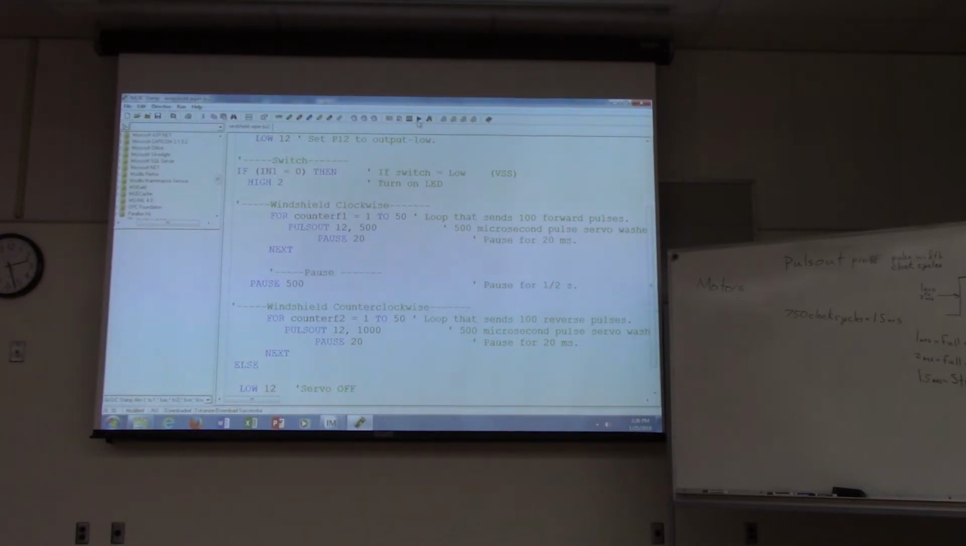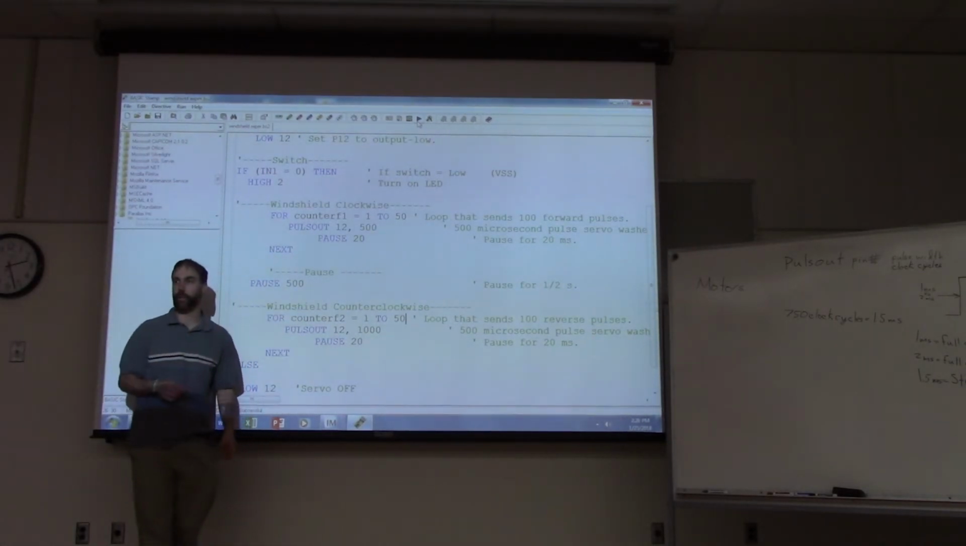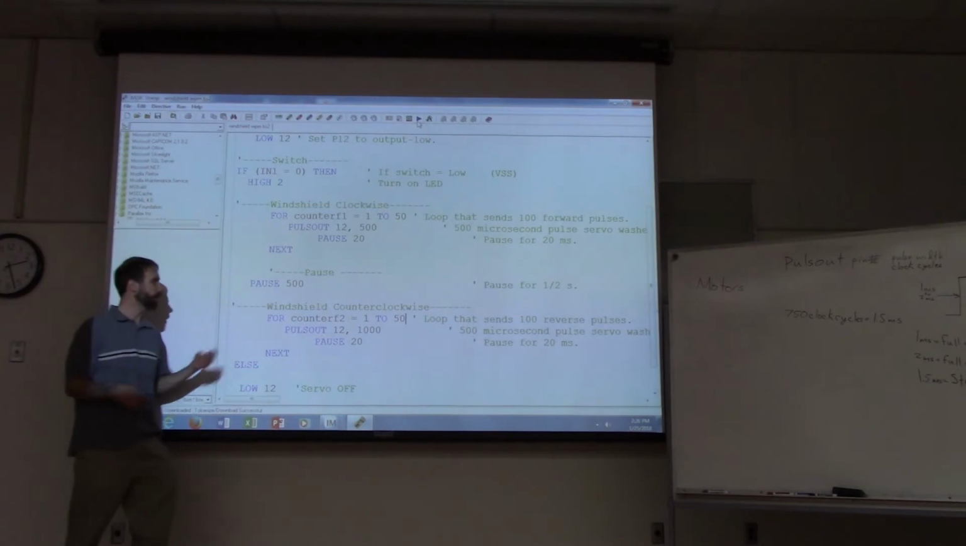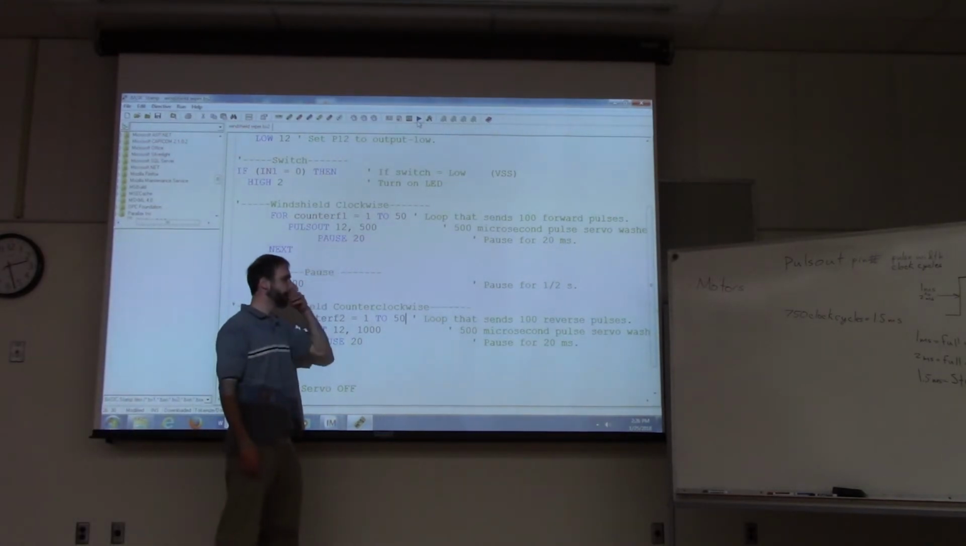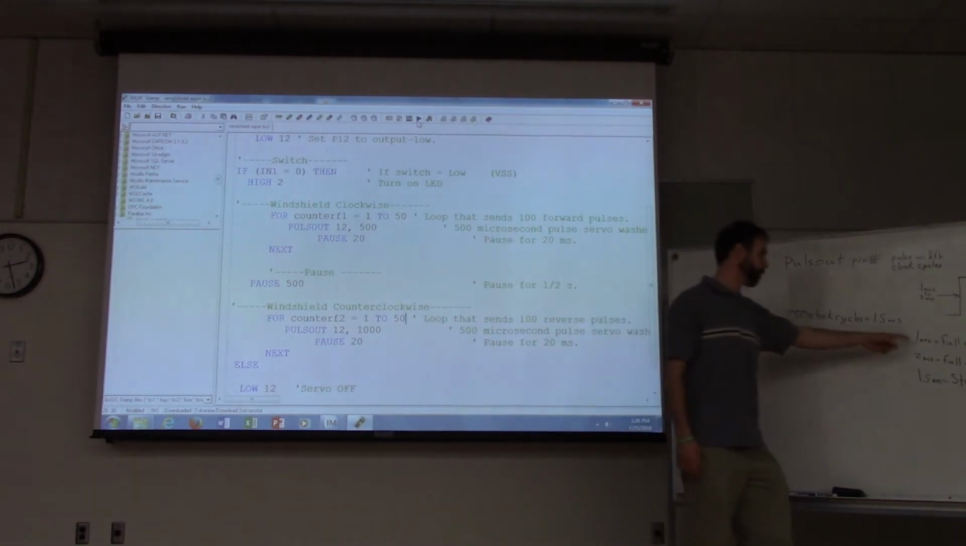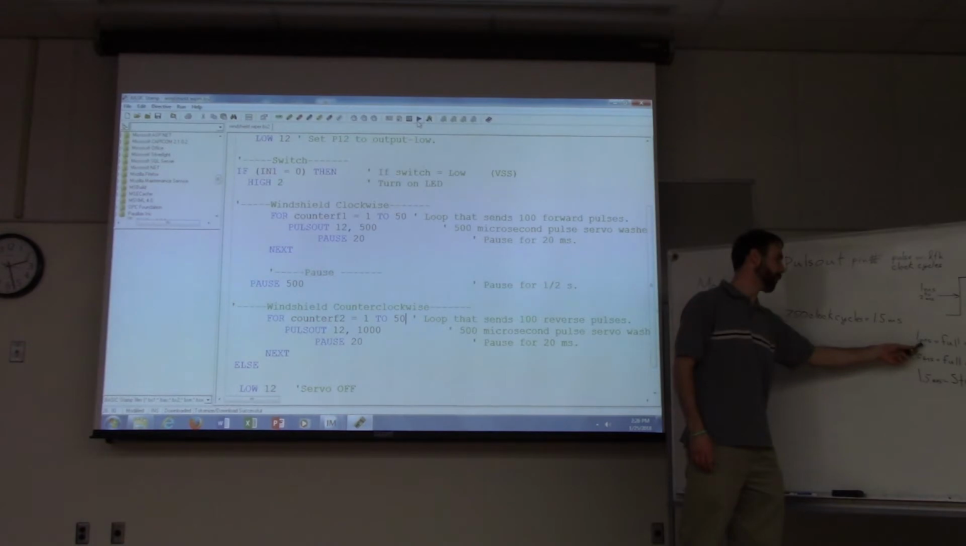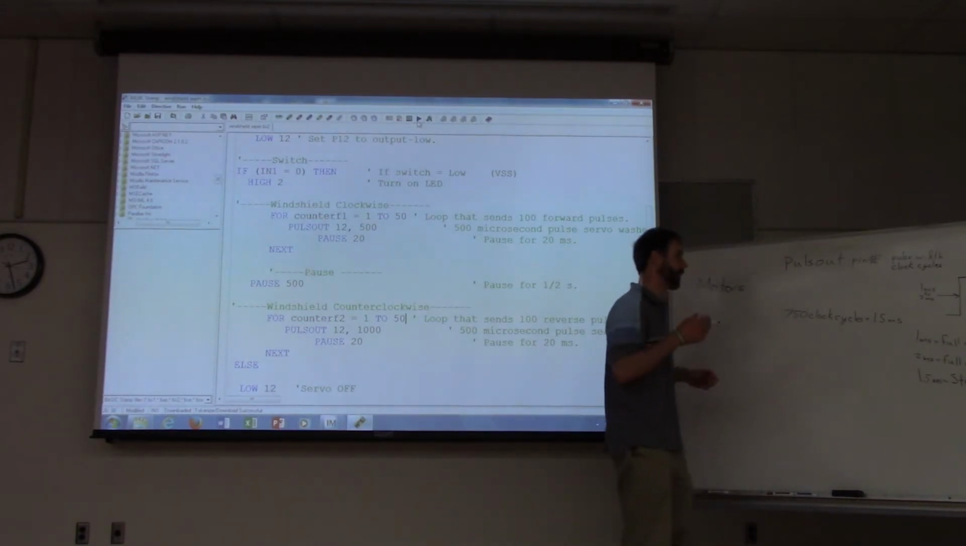What would we do if we wanted to change the speed that the motor was going? That's right. We would have to change something about this pulse out command. What would we change about it? The 500, right? We said that 500 corresponds to 1 millisecond, which was full speed clockwise.